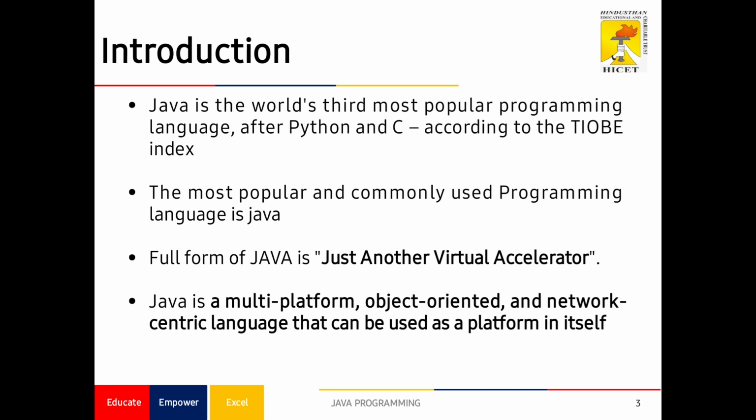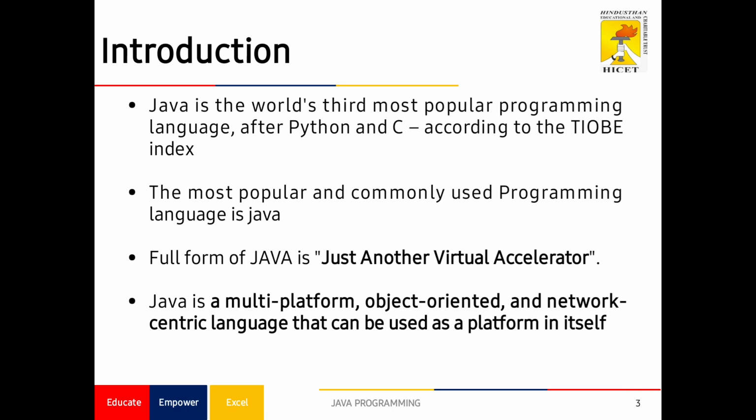Before that example, normally we are saying Java. What is meant by Java? If anyone knows the expansion or abbreviation of Java: J is for Just, A is for Another, V is for Virtual, and the last A is for Accelerator. That is, Java is the full form of Just Another Virtual Accelerator.